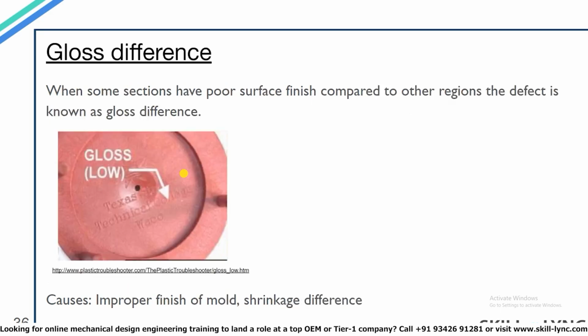In injection molded parts, you will sometimes notice that some regions have a better surface finish compared to other regions. This results in a visible gloss difference in the product. This can happen due to improper surface finish of the mold tool itself, or it can also occur due to shrinking differences, or there might even be an issue with the raw material being used.